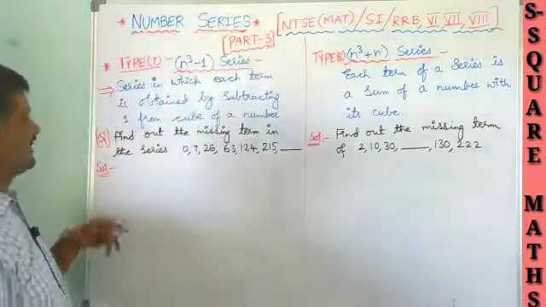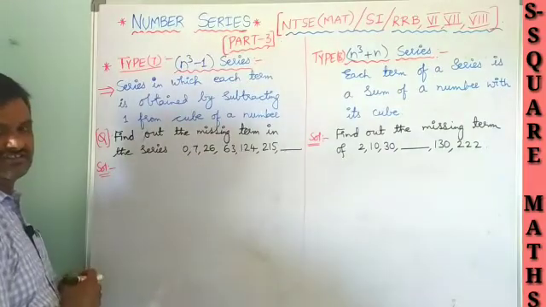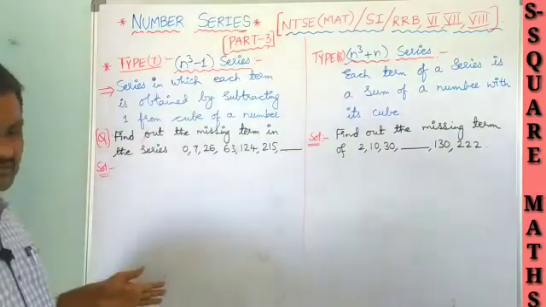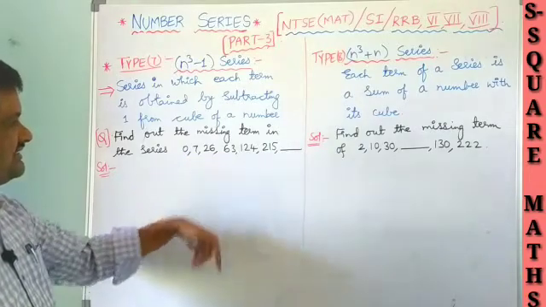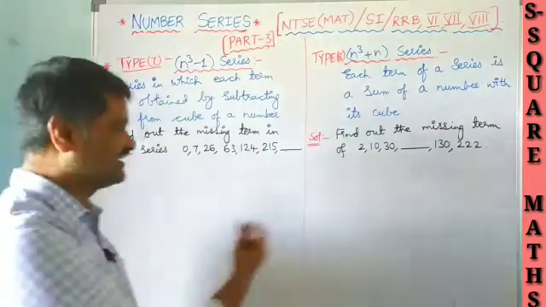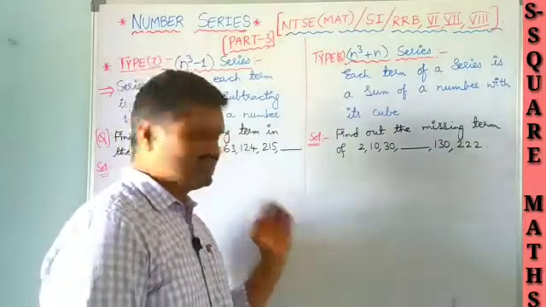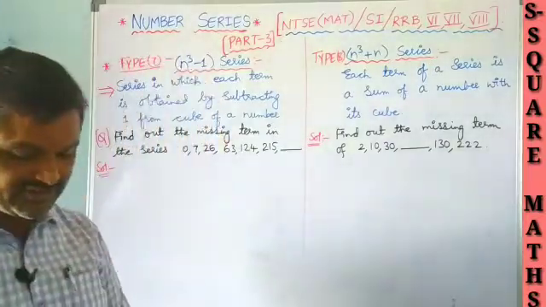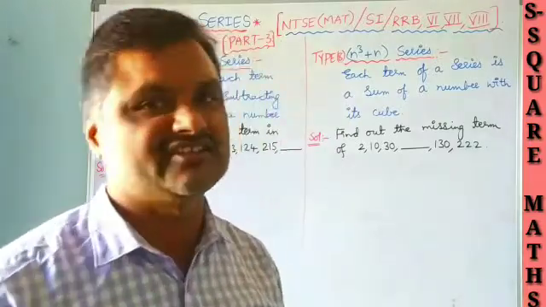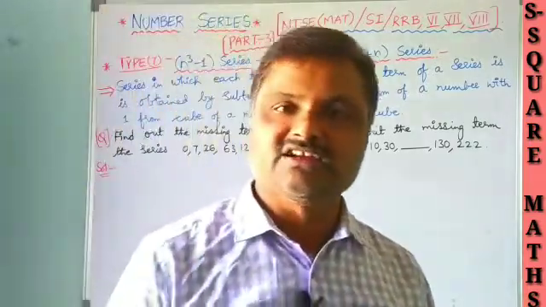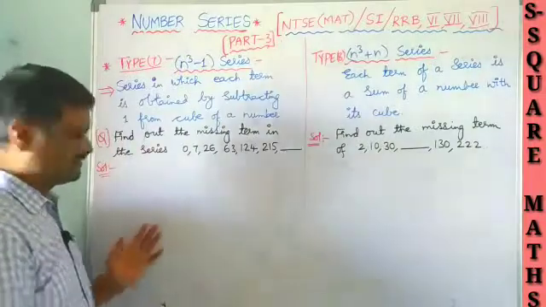Now find out the missing term in the series. Let us go for an example related to this: 0, 7, 26, 63, 124, 215, and the next term. With the previous knowledge of n square plus 1, n square minus 1, etc., you have to go through step by step.